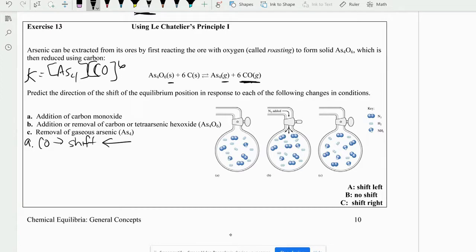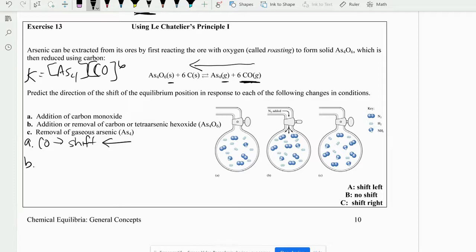Since I have a surplus of carbon monoxide, it's going to do its best to shift left to balance it out. Adding more of that product is going to shift it left, thereby balancing the reaction so it can reestablish its equilibrium. It's going to try to form more of the reactants to reestablish that equilibrium.